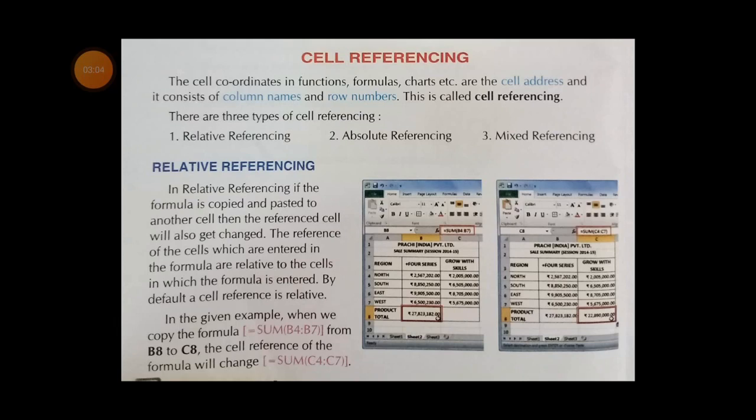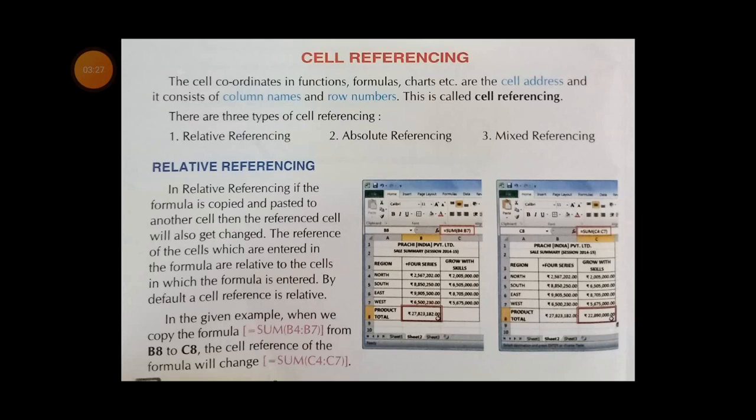There are three types of cell referencing. How many types of cell referencing? There are three types. First one, relative referencing. Second, absolute referencing, and the third one is mixed referencing.